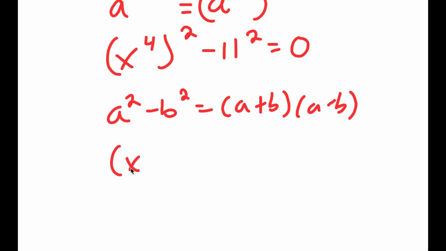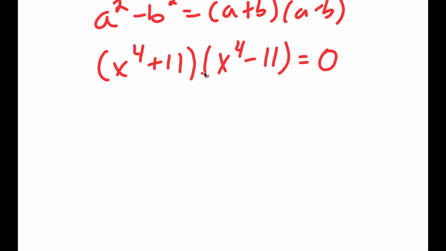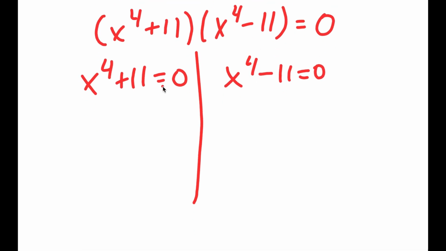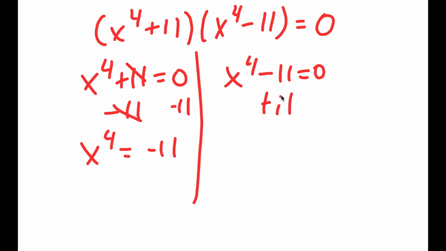So in this case, this can equal x to the power of 4 plus 11 times x to the power of 4 minus 11 is equal to 0. Now this is going to equal x to the power of 4 plus 11 equals 0, and x to the power of 4 minus 11 equals 0. So for x to the power of 4 plus 11 equals 0, I subtract 11 on both sides, and I get x to the power of 4 is equal to negative 11. And for x to the power of 4 minus 11 equals 0, I can add 11 on both sides. I get x to the power of 4 is equal to 11.